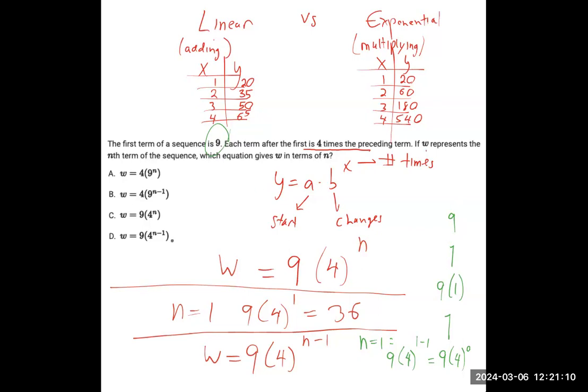So this one worked out the way we wanted it to, and 9 times 4 to the n minus 1 is answer choice D.